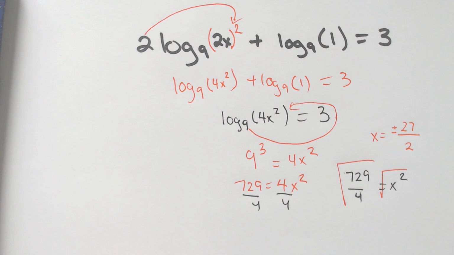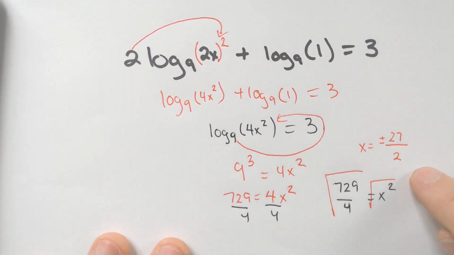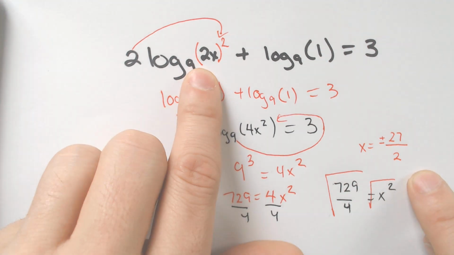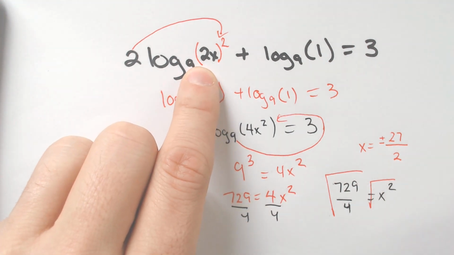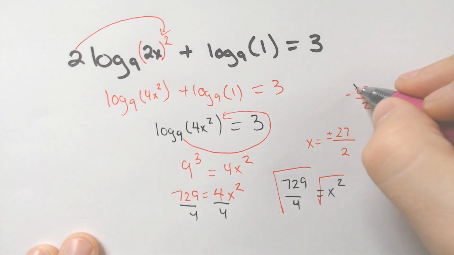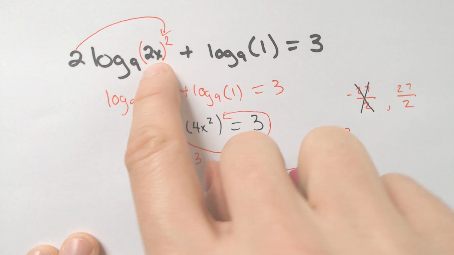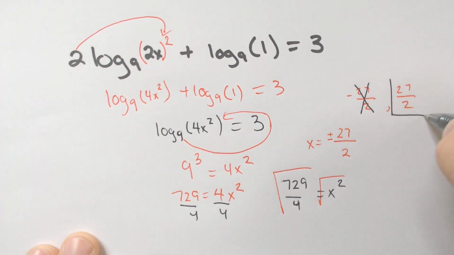Then we have to plug it back into the original to make sure that both of them will work. Well, 27 over 2 would work because when you plug it in, it's positive. But the negative 27 over 2 would not work, so we would not be able to include that as an answer. It would be canceled out because it would be the log of a negative number, and that's not okay. The 27 over 2 would work and is a-okay.